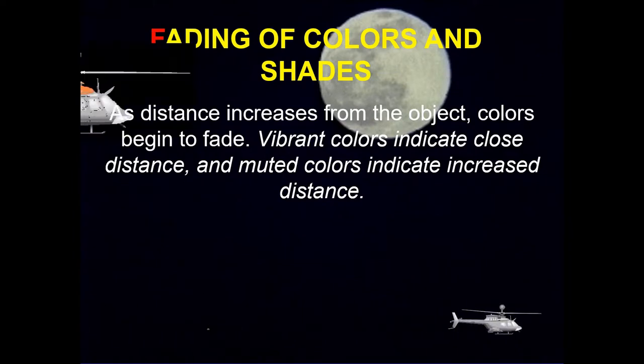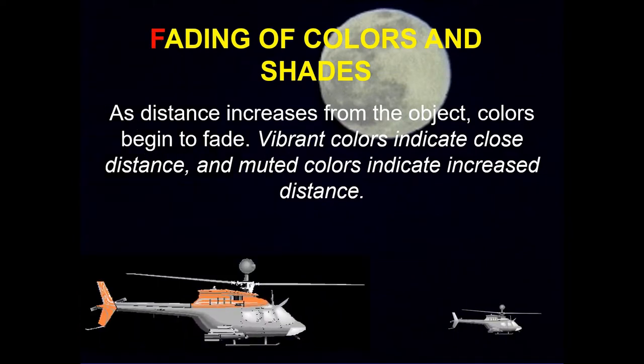Fading of colors and shades. Of course, we know as distance increases from the object, the colors begin to fade. That fairing that you see, that upper fairing that's all nice and orange, and the tail fin of this aircraft to the left, we can see that when it's fairly close, but as distance increases, those vibrant colors tend to start to get muted out, and we can use this to help us estimate distance. If the object is very muted in color, we know that it's very far away. If it's a little bit more vibrant in color, we can tell that it is a little closer to us.